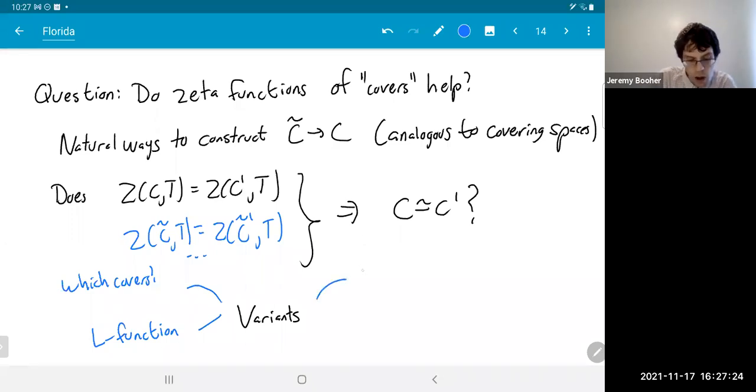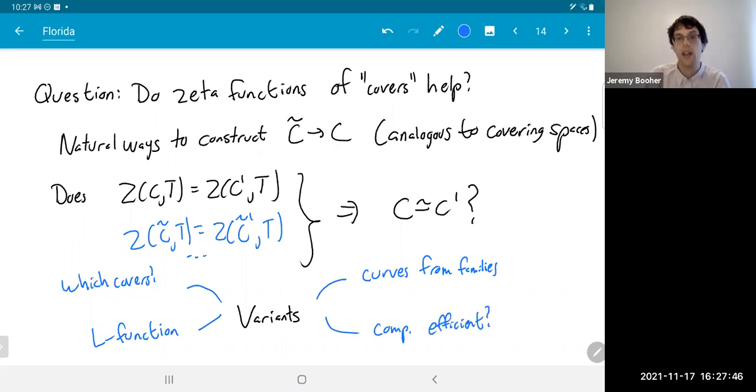If this problem seems too hard, instead of trying to work with all curves, maybe you should work with curves from particular families. Maybe it'll be easier to hear the shape of curves in a family, just restrict to that family, and not try to consider all possible curves at once. And then if you're ambitious, you can try to do this in a computationally efficient way. In particular, maybe you can get an efficient algorithm which can take a curve, look at some covers, compute their zeta functions, and use it to distinguish curves.